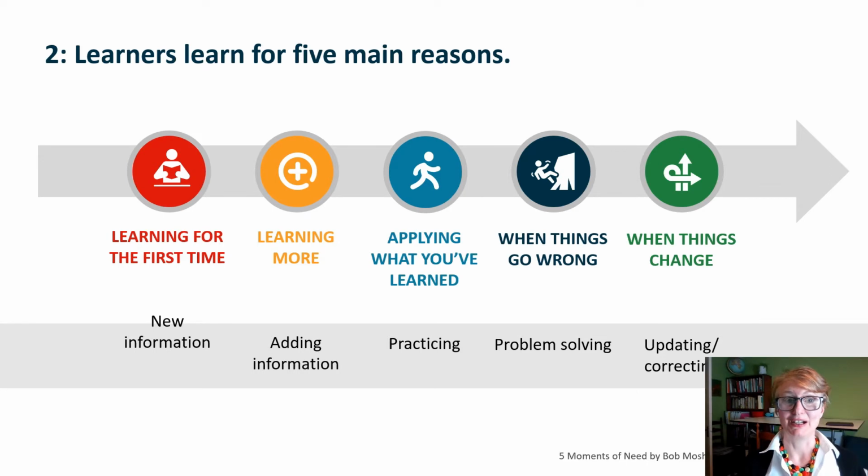The second idea here is that learners learn for 5 main reasons. They learn for a reason. Most adults learn for a reason. They're not learning just because something is interesting. They're learning for the first time. They're adding to their existing knowledge. They're trying to apply what they've learned. Ooh, something went wrong and they need to fix it. Or things have changed and they need to catch up on what they know. It's helpful to think about your people and why they are learning. And once you figure out why they are learning, you can better design the intervention or whatever it is, the program that you're trying to bring to them.